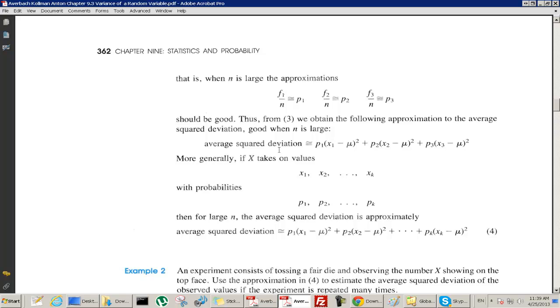That is, the average squared deviation would look like this. Now they say more generally, if x takes on not just 3 values, but let's say k values with these probabilities, then the average squared deviation when n is large is equal to, just like here, but extended for more terms, it looks like this. And that's our approximation to the average squared deviation.